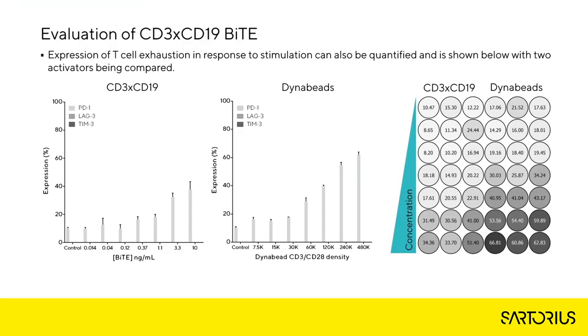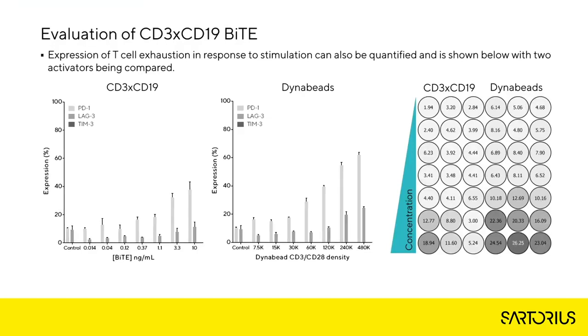As you can see, PD1 expression is concentration dependent with both activator types, but is expressed at a higher level in Dynabeads compared to the CD3-CD19 BiTE. This can also be reviewed directly from Foresight software in the form of a heat map shown on the right. LAG3 also follows this trend, with higher expression seen in PBMCs activated with Dynabeads compared to BiTE.